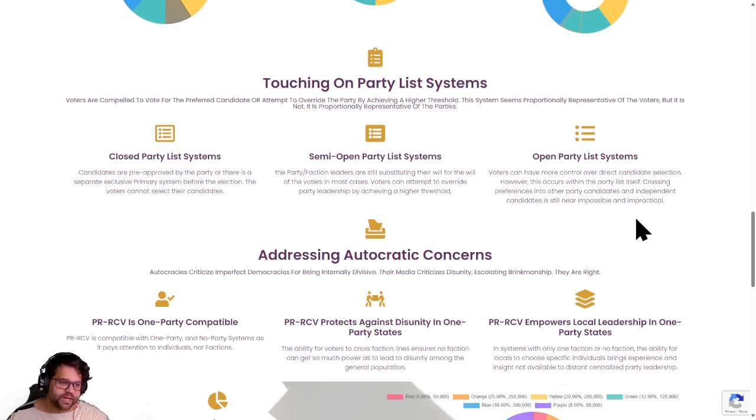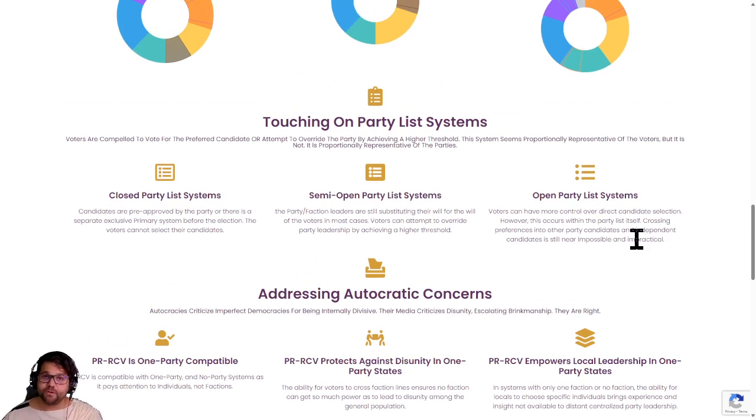So while we're here, let's talk about party list systems, because party list systems claim proportionality, and they are proportional, but they're not proportional of the voters' interests. They're proportional of the party's interests. Voters are compelled to vote for the preferred candidate or attempt to override the party by achieving a higher threshold. This system seems proportionally representative of the voters, but it is not. It is proportionally representative of the parties.